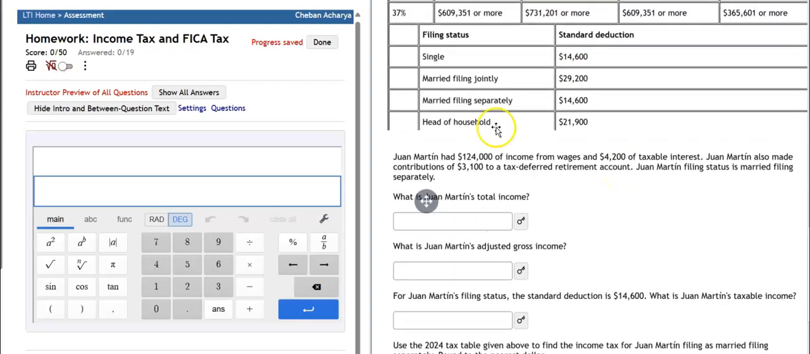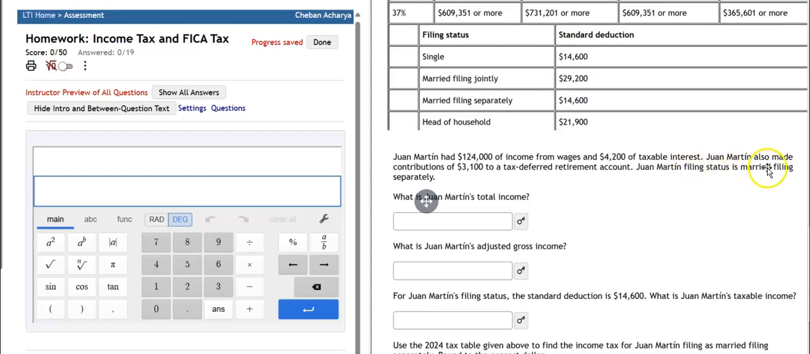So here's the question. Juan Martin has $124,000 of income from wages and $4,200 of interest income. So he has two incomes, 124,000 from the wages and 4,200 as interest. This is the total income. You add these two numbers to find the total income. Juan also made a contribution of 3,100 to a tax deferred retirement account. So this number 3,100 is an adjustment. Anything that goes into the tax deferred retirement account is an adjustment.